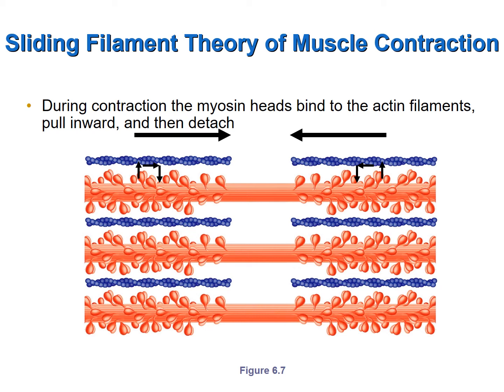The sliding of the thin filaments toward the middle of the sarcomere pulls the Z lines with it, and it causes contraction of all the sarcomeres of all the myofibrils in a skeletal muscle cell. As that occurs, it causes the skeletal muscle fiber as a whole to contract or shorten.